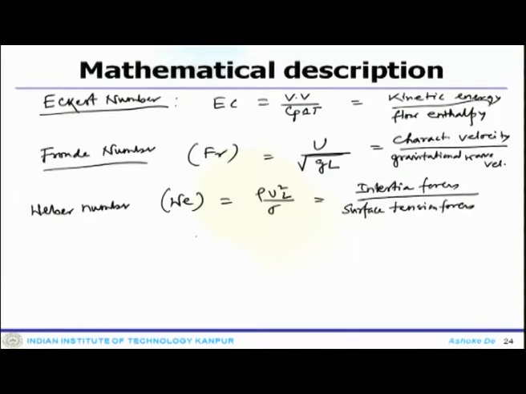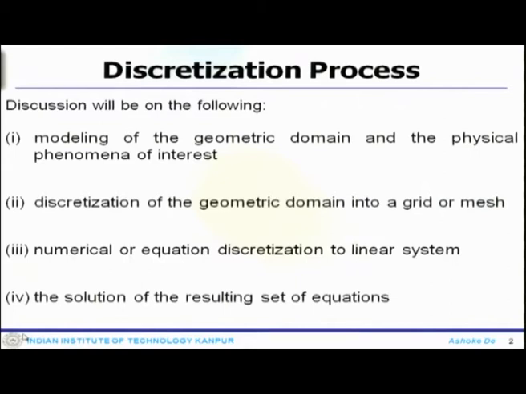So, these are the non-dimensional numbers that you need to know when you non-dimensionalize the system. Once you non-dimensionalize the system under different conditions, you come across different numbers. So, what we have talked about so far is all the governing equations and their non-dimensionalizations, and what kind of numbers you come across. Now we will move to the second part, the discretization process.